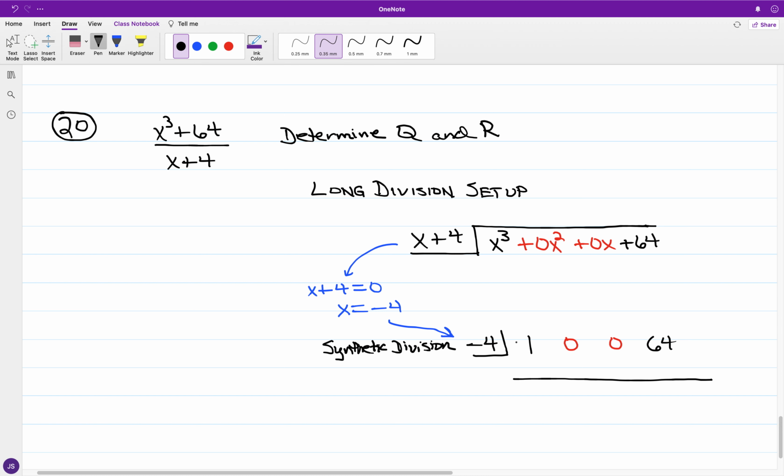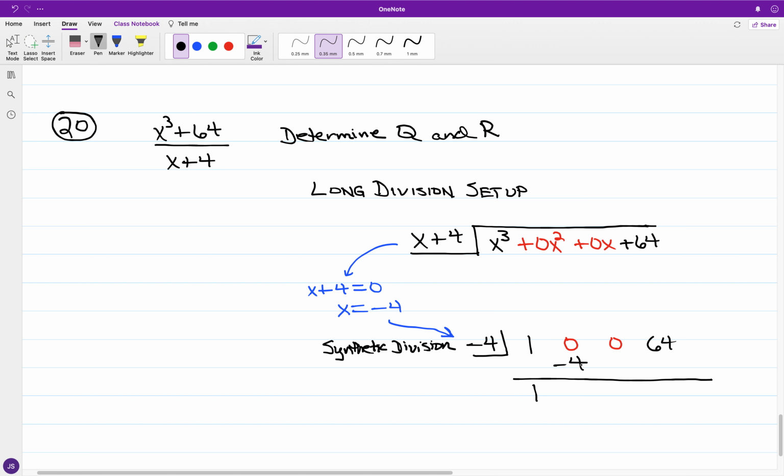Okay, so again, with synthetic division, you're looking at column by column addition. We have the leading coefficient from the dividend, which is 1, so this is going to be brought down. Bring down 1, then multiply by the 0. So you have negative 4 times 1 is negative 4.